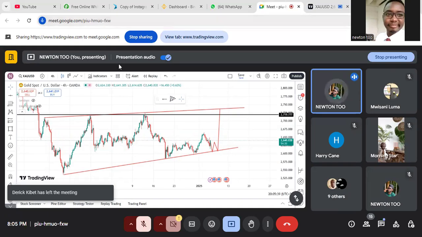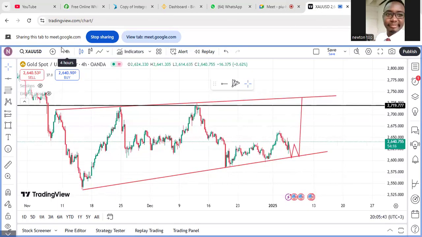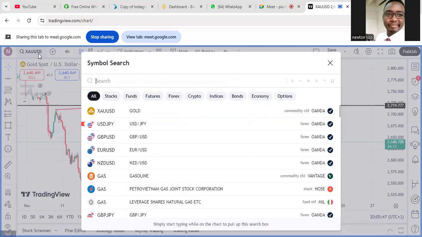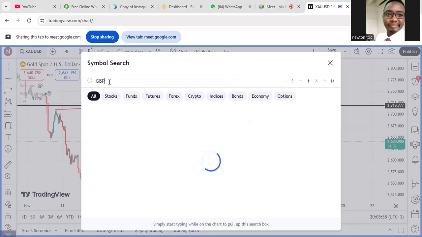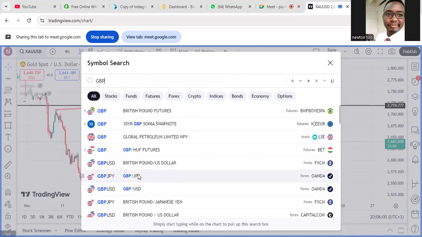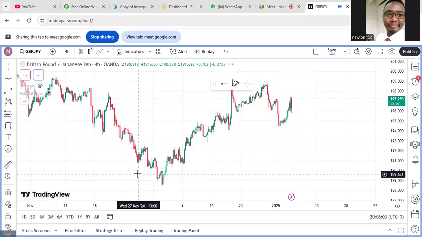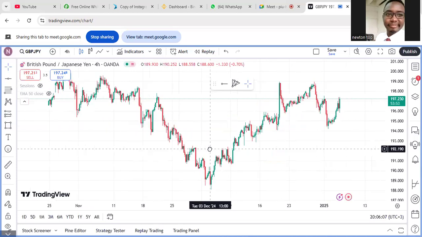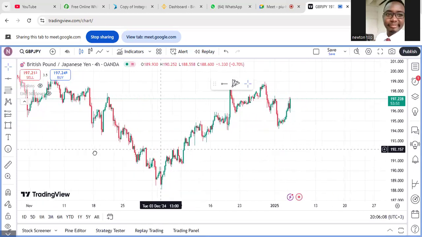Maybe we check another currency again. Let's check New Zealand, or GJ. Let's check GJ. GBPJPY. Let's check GBPJPY. So this one is H4. This one is the H4 chart.